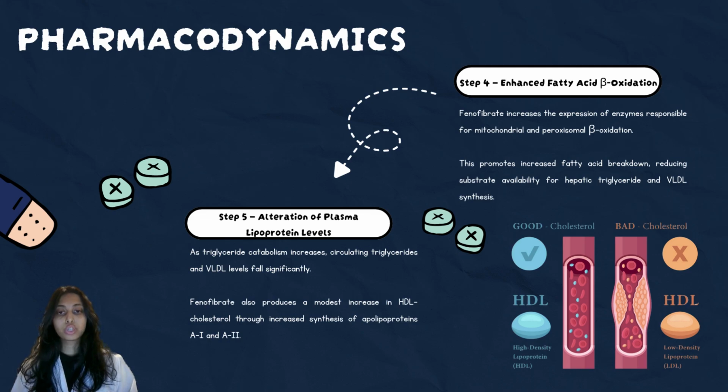Additionally, fenofibrate also stimulates enzymes involved in mitochondrial and peroxisomal beta oxidation. This means more fatty acids are broken down for energy, reducing the pool of fatty acids available for the liver to convert to triglycerides and VLDL particles. As triglyceride breakdown increases, circulating triglycerides and VLDL levels fall significantly. At the same time, fenofibrate produces a modest rise in HDL cholesterol by increasing the synthesis of apolipoprotein A1 and A2, which are essential components of HDL particles.